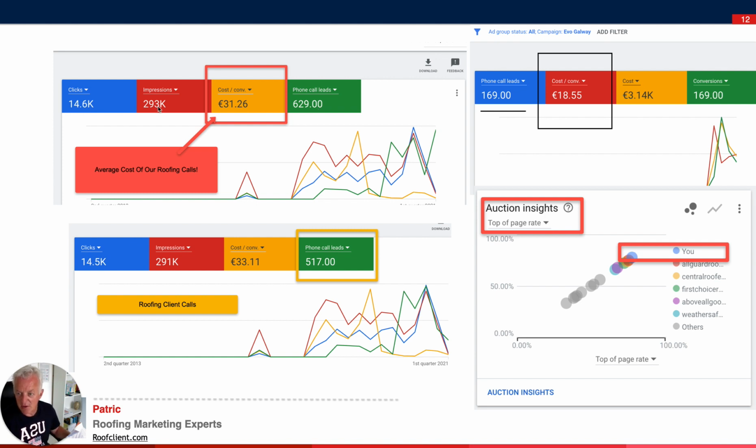So on this one here, there were 293,000 impressions. So people saw that ad 293,000 times. It cost a roofer around €31 per conversion for that call on average.